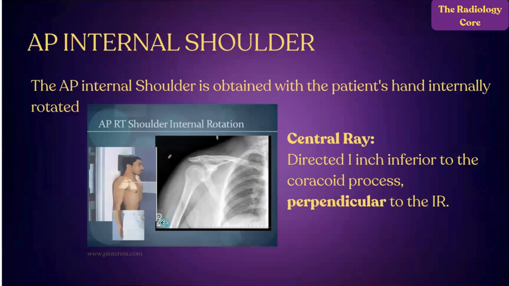They do have a right marker on here. I would just make sure that that marker is moved up out of the anatomy so it doesn't get in the way of any of the anatomy that is needed. So for this, you're going to want to make sure that you're directing 1 inch inferior to the coracoid process perpendicular to the image receptor.